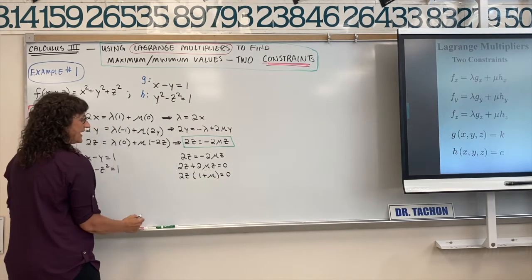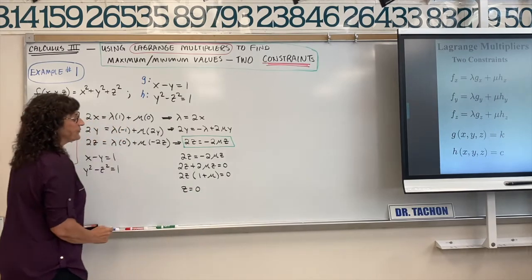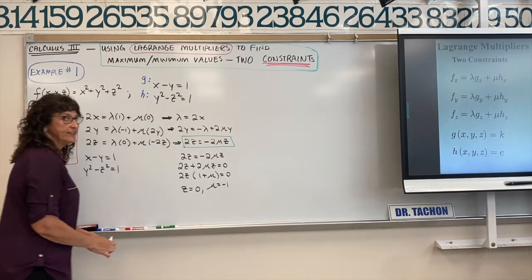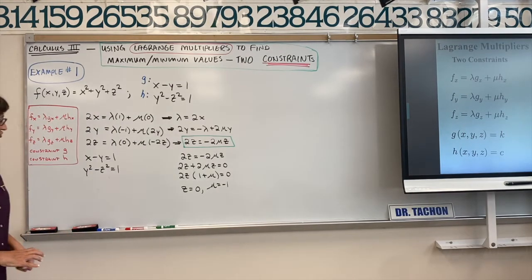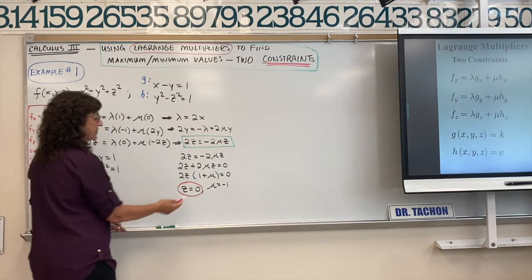So what do I have here? When is this quantity equal to 0? When z is 0, okay? And when mu is negative 1, so I have this right here, okay? So I found what z is. I've got z, that's a keeper, okay?